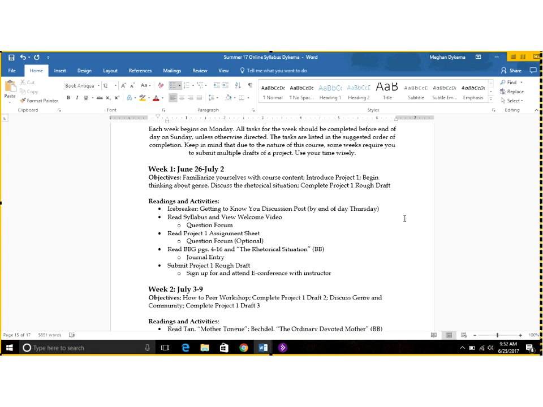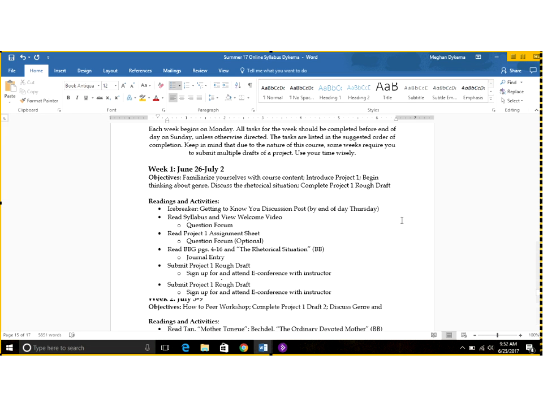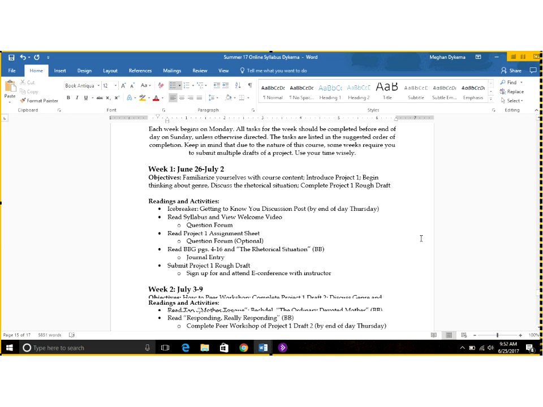What's really important about conferences that I haven't mentioned yet is that your draft has to be done before you attend your conference. So whenever you signed up for your conference time, make sure that your draft is in before then. Preferably, 12 hours before then, but if you can only turn it in a couple of hours ahead of time, that's all right too. We just might be looking at it together before I've had a chance to read it on my own. So those are the kinds of things that you'll be doing week to week.